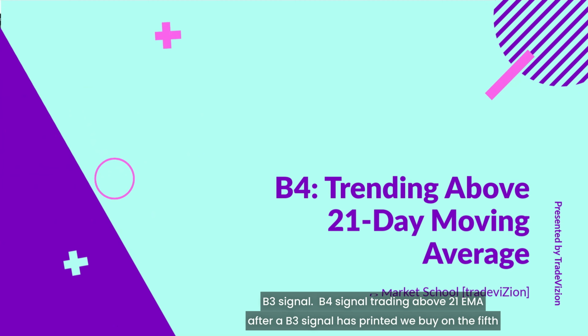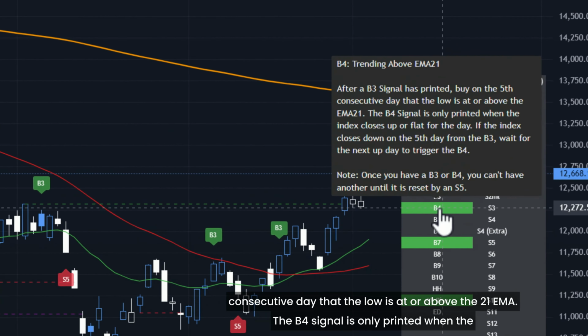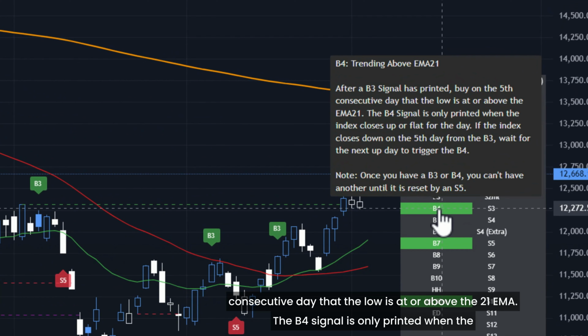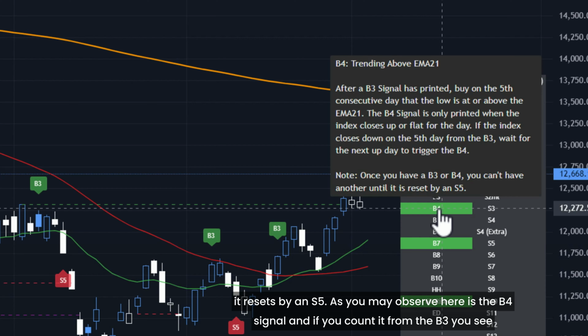B4 signal, trading above 21 EMA. After a B3 signal has printed, we buy on the 5th consecutive day that the low is at or above the 21 EMA. The B4 signal is only printed when the index closes up or flat for the day. If the index closes down on the 5th day from the B3, then we wait for the next up day to trigger the B4. Once we have a B3 or a B4, we can't have another one until it resets by an S5.